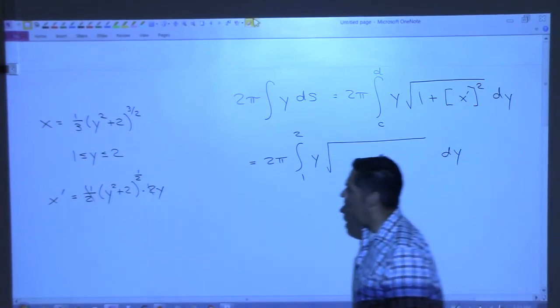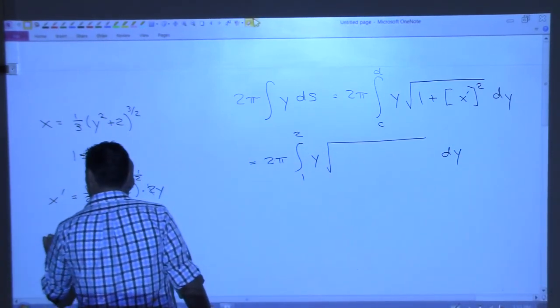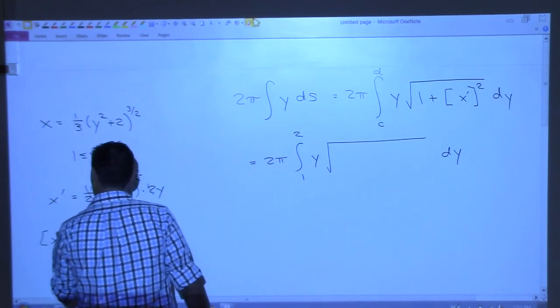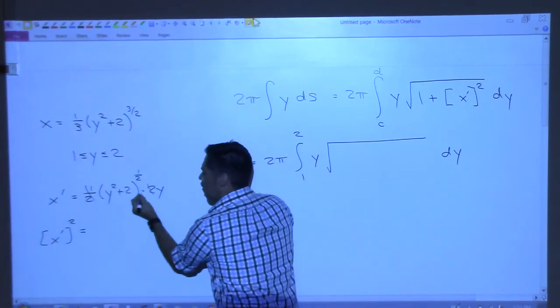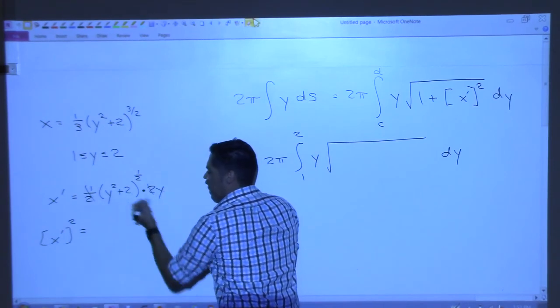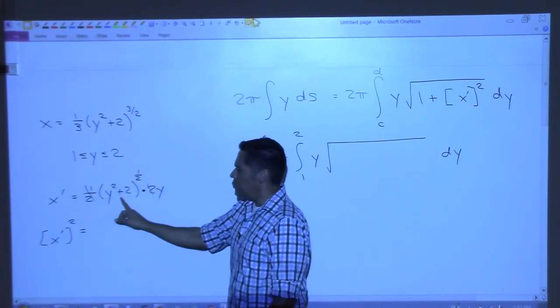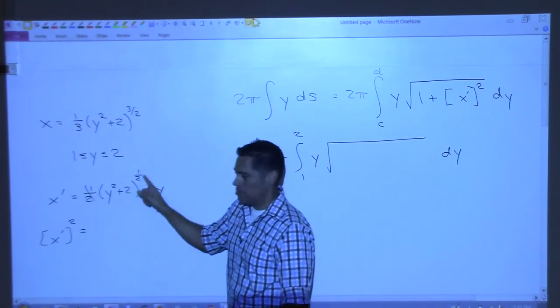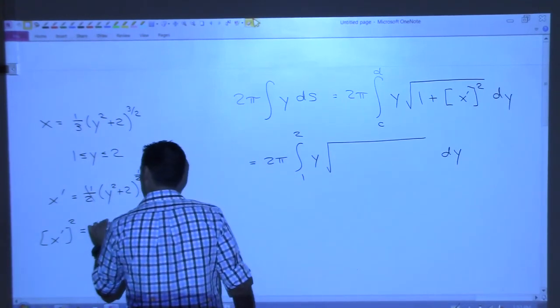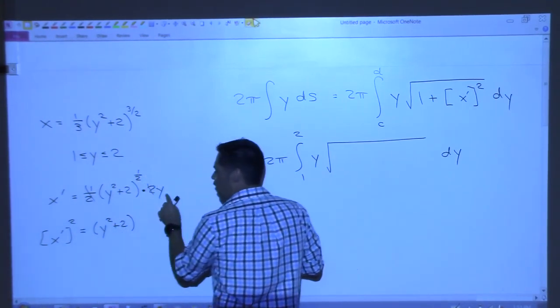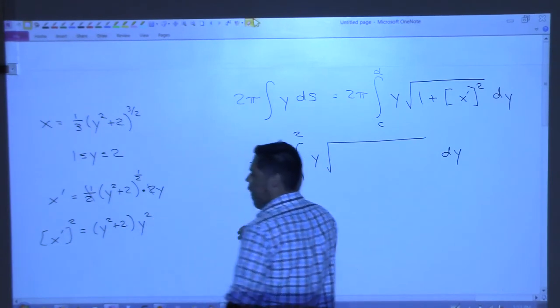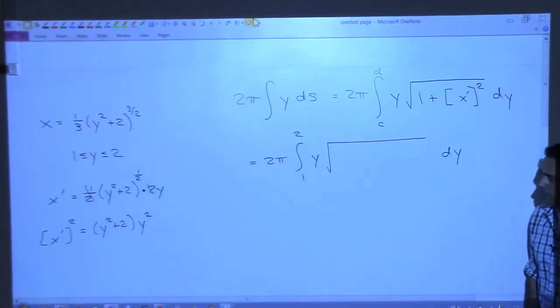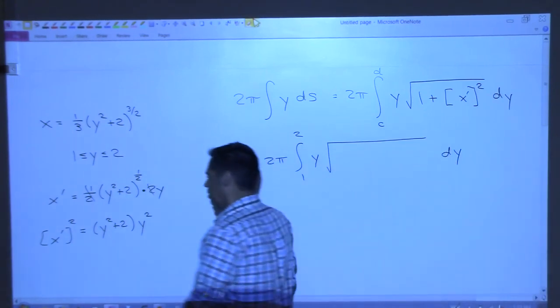So when I square that, since these are multiplied, right? That y and that, I just square each one. So when I square the square root, it goes away. And when I square the y, I get y squared. Then I'm supposed to add 1 to that.